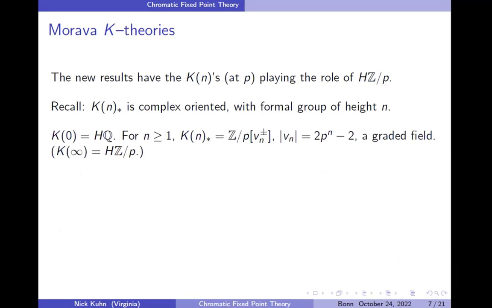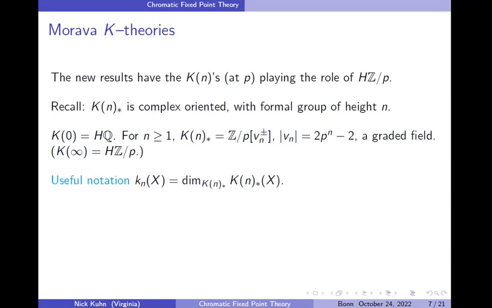K0 you define as rational homology. And for the other ones, this is the coefficient ring. The real point here is it's a graded field, okay? And this invertible element is a little like Bott periodicity type stuff, right? And sometimes it's useful to consider K infinity as well.